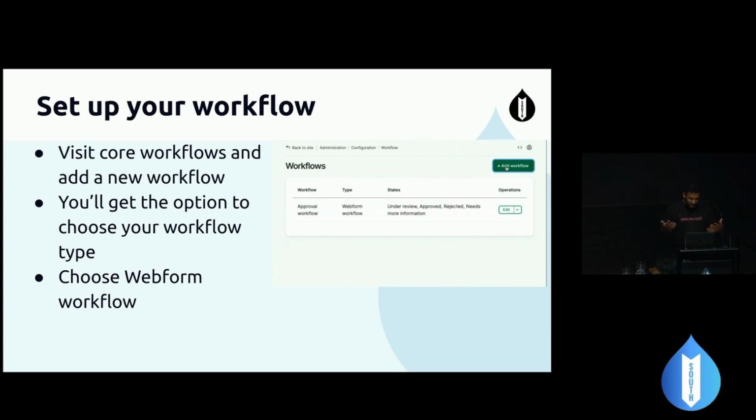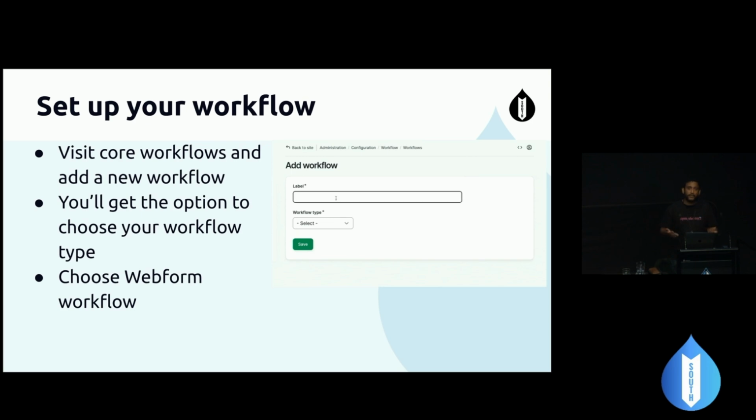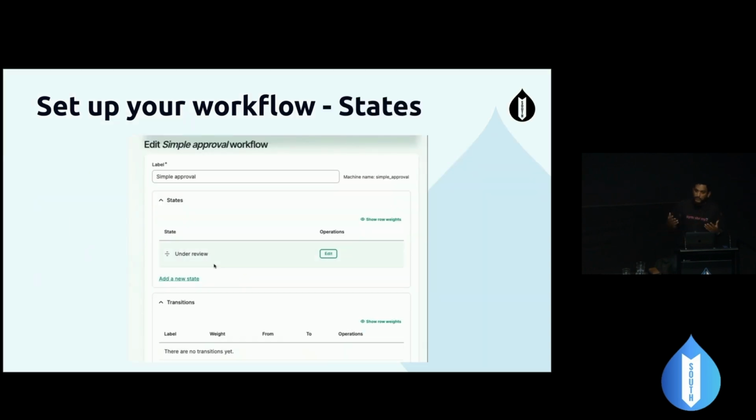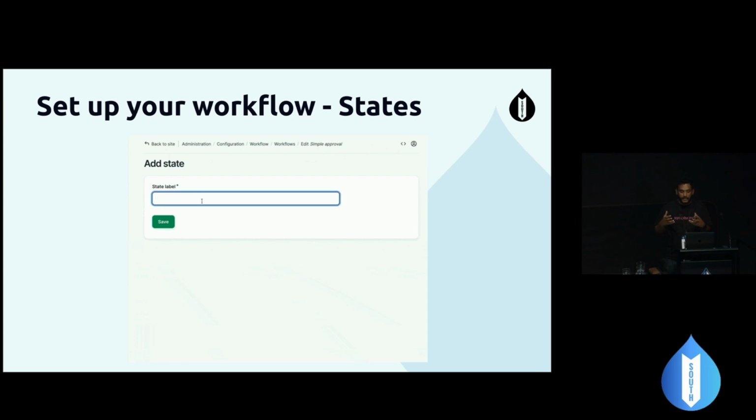So I'm just going to call it an approval workflow or a simple approval workflow, because in this exercise, I'm just going to create a simple approval workflow. And then what I need to do after that, I save it out. I give the first state a label. So the first state that I'm choosing is just the under review state. Once you've set up the workflow, the core workflow, you start adding in your other states.